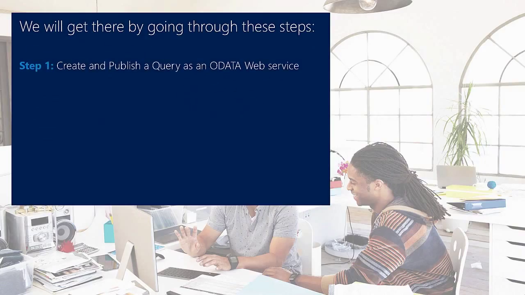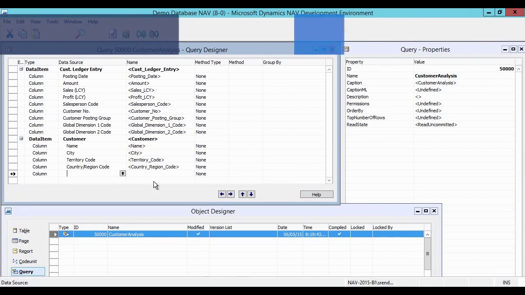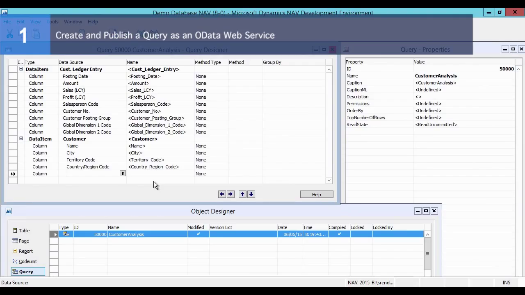In the first step I will create and publish a query object as an OData web service. Then in the next step I will explain how to create a data source in Excel to the OData query object. In step 3 I will create a report in PowerView, and in the last step I will upload the PowerView report to powerbi.com. The first thing we require is a dataset from Microsoft Dynamics NAV.